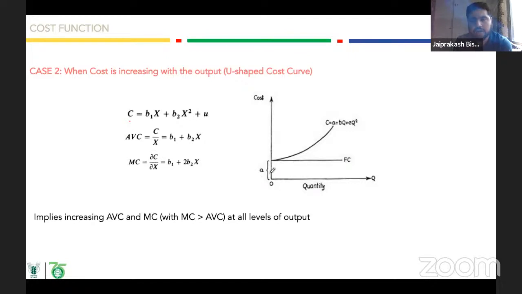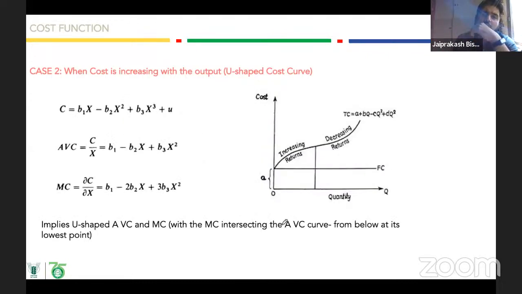Okay, so this is your marginal cost curve, and the shape of the curve is increasing. It implies that ABC and MC are increasing at all levels of output, because your total cost is increasing also. Third is your cubic cost function.